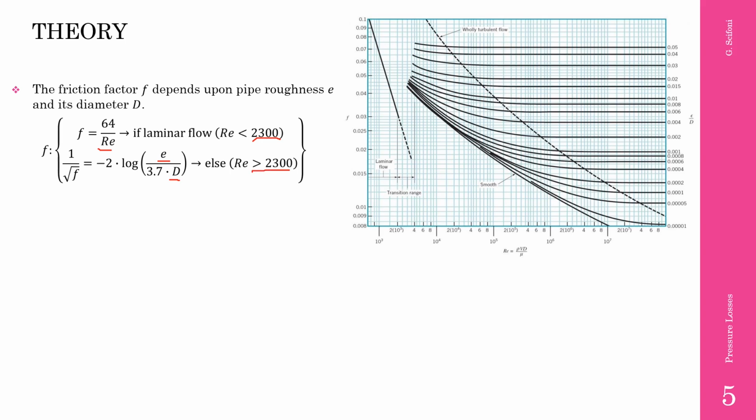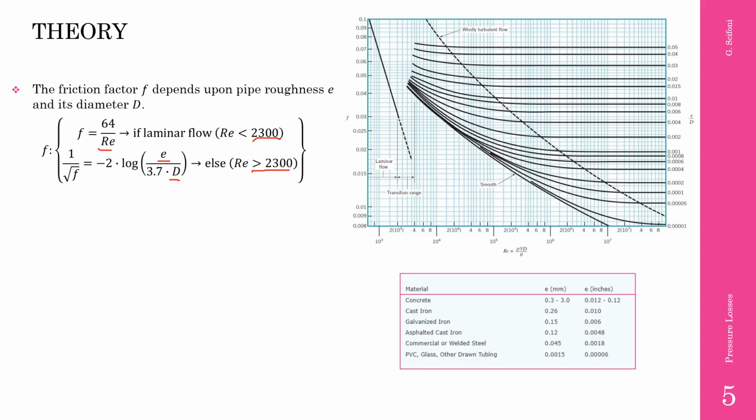For each different material, according to its specific machining, we can define a roughness E. We can see in the table a few examples. The friction factor is a pure number, it is dimensionless.